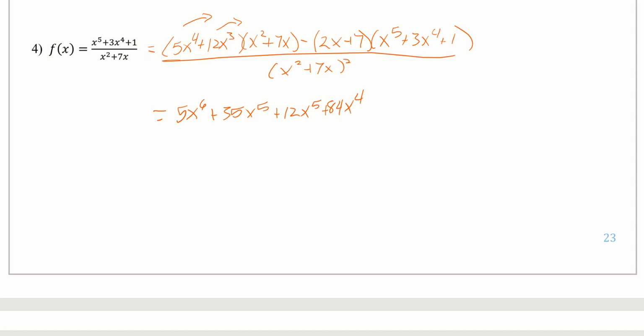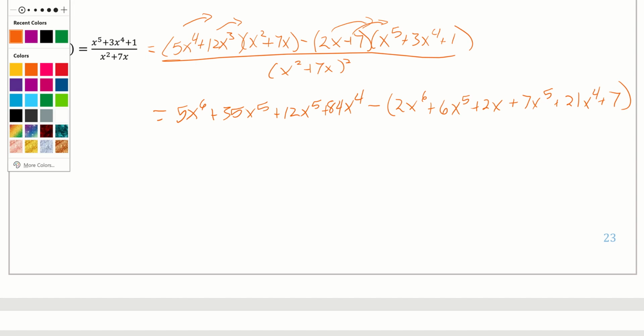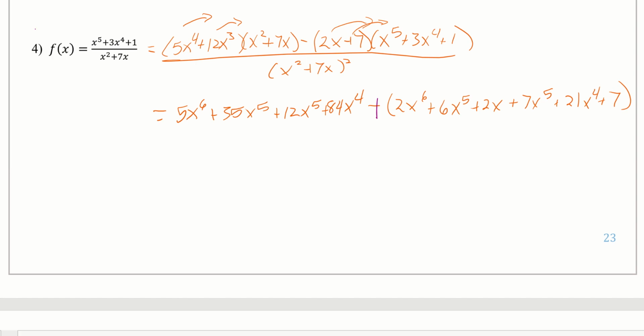And then you could do either way. We'll do minus this whole thing. So that would be 2x to the 6th plus 6x to the 5th plus 2x. And then distribute in that 7. So plus 7x to the 5th plus 21x to the 4th plus 7. And then go through and change all the signs thanks to this negative. So negative, negative, negative, negative, negative, negative.